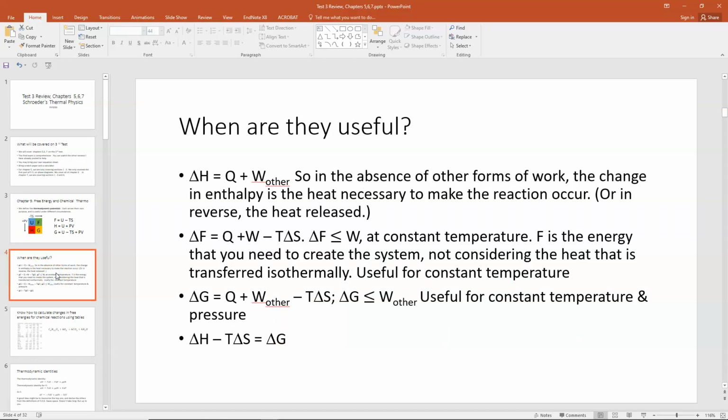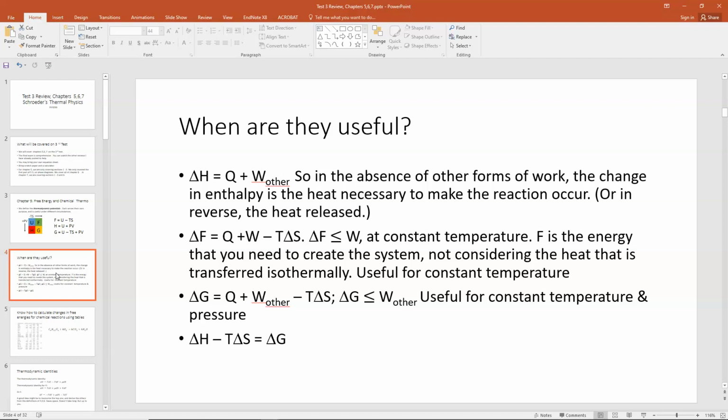So, for example, the enthalpy, if you do a delta H, could be written as Q plus the other forms of work. So in the absence of other forms of work, the change in the enthalpy is the heat necessary to make the reaction occur, or in reverse, the heat released. And that is useful for basically constant pressure processes.